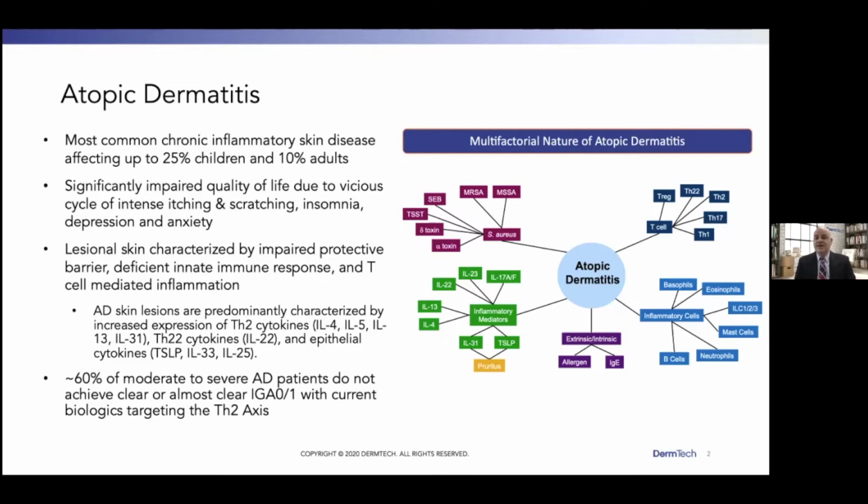As you can see on the right side of your screen, this is very multifactorial in terms of the nature of atopic dermatitis. There's a lot of overlapping inflammatory mediators and factors that play a role in the regulation and pathogenesis of this disease. This makes it very difficult when thinking about how one actually identifies those populations and who's going to benefit from a particular therapeutic. Specifically, about 60% of moderate to severe atopic dermatitis patients do not achieve clear or almost clear with current biologics that target the Th2 axis.